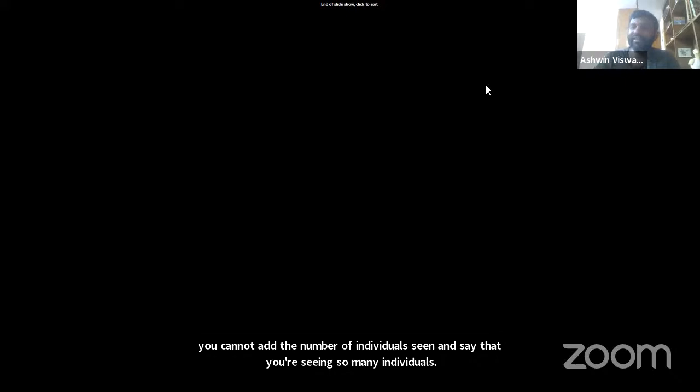What is happening is that you cannot add the number of individuals seen across these checklists and say that you're seeing so many individuals. The way that eBird data is used is that you look at these 10 checklists, and if the same red-whiskered bulbul was seen in all 10 checklists, then you can say that red-whiskered bulbul was seen in 100% of the checklists today. You're not putting a number.